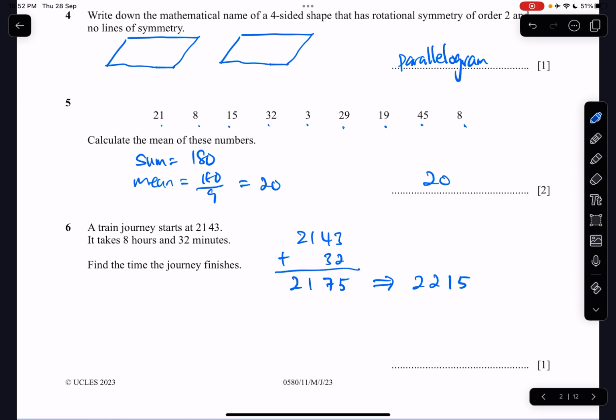So I need to now add 8 more hours, right? So I need to plus 8 hours. So when I plus 8 hours, I will actually have 3015. Okay, but I don't write it this way because once it reach 24, it will change. So I minus 24 from this, I'll have 0615. So my answer will be 0615. Okay, good. Next.